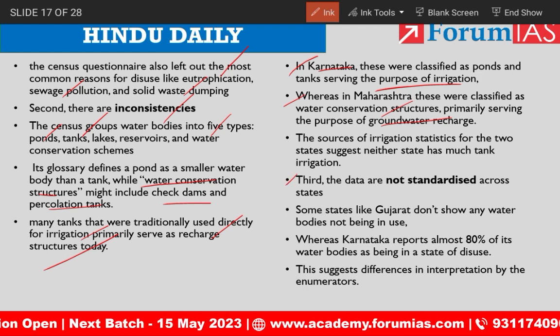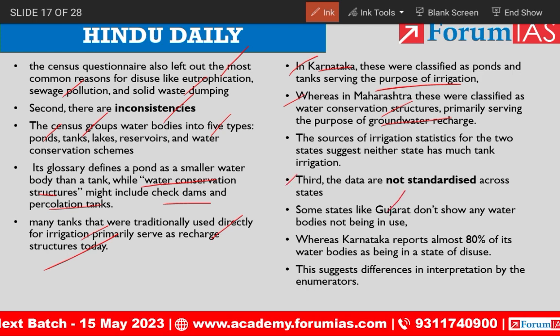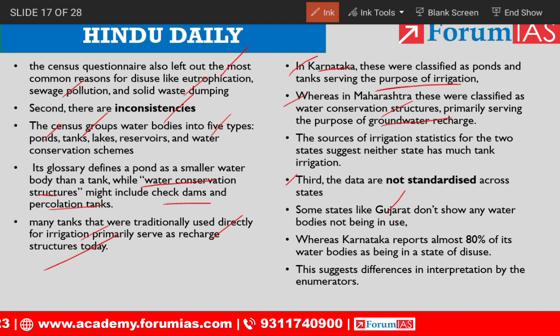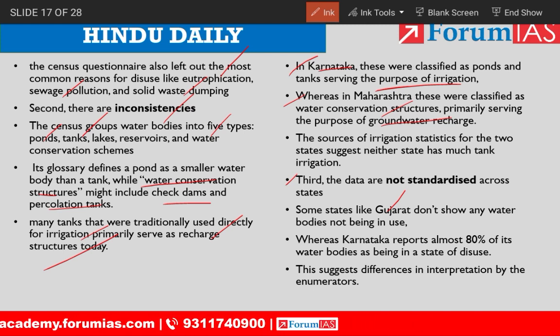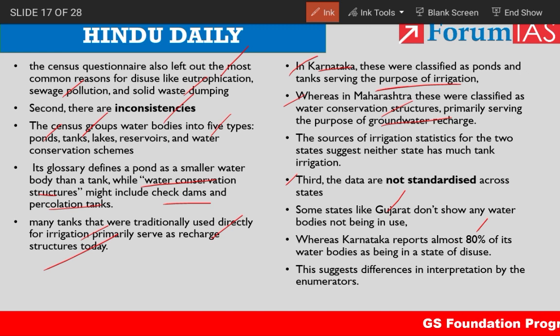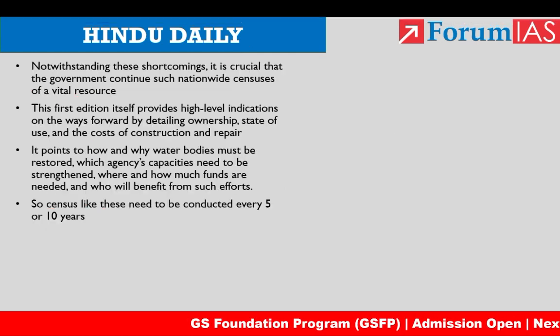See, some states like Gujarat do not show any water bodies not being used. So in Gujarat, all the water bodies are being put to use, but in Karnataka, 80% of the water bodies are not being used. So the census report is not standardized, like the author is claiming. The author is telling this is because there is a difference in interpretation by the enumerators. Those who went to count the census, it is their fault, like the author is arguing.